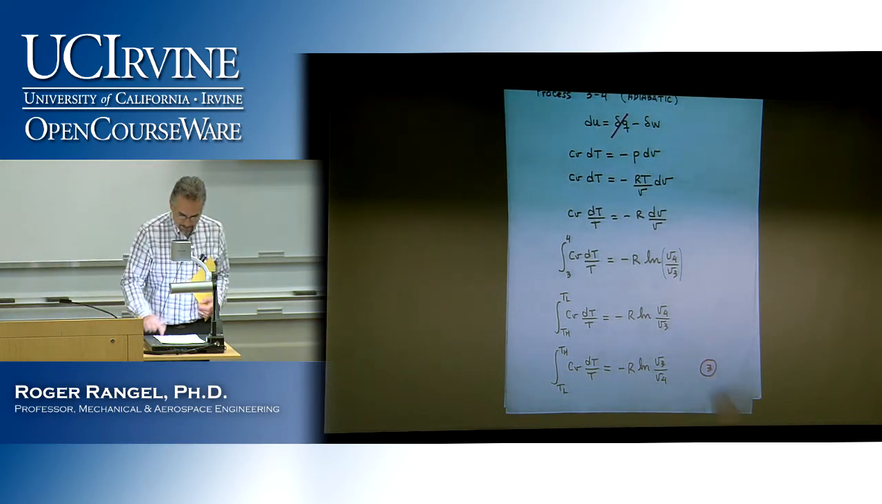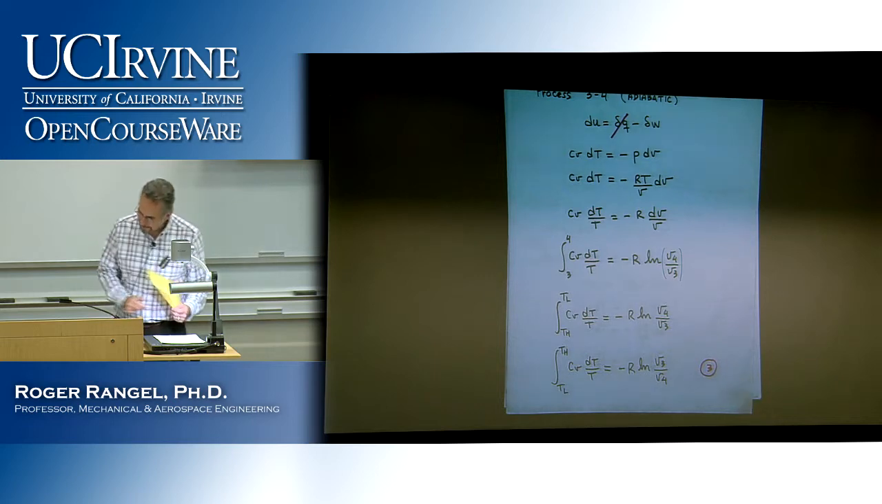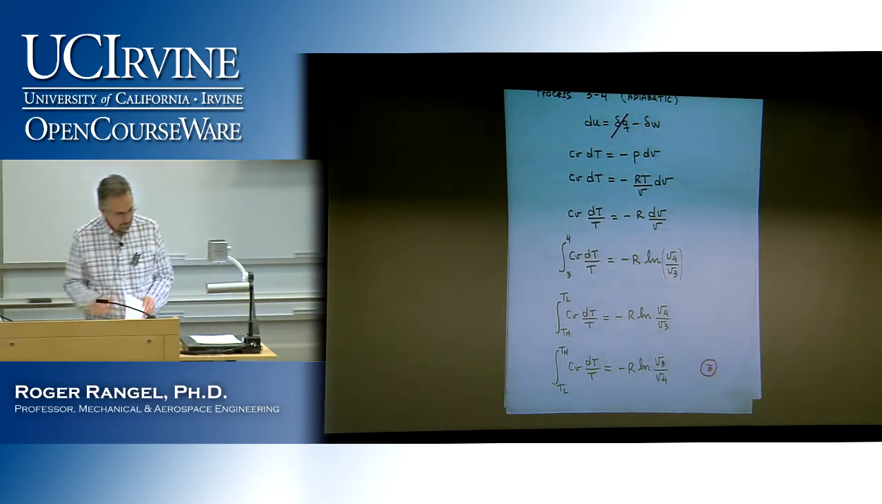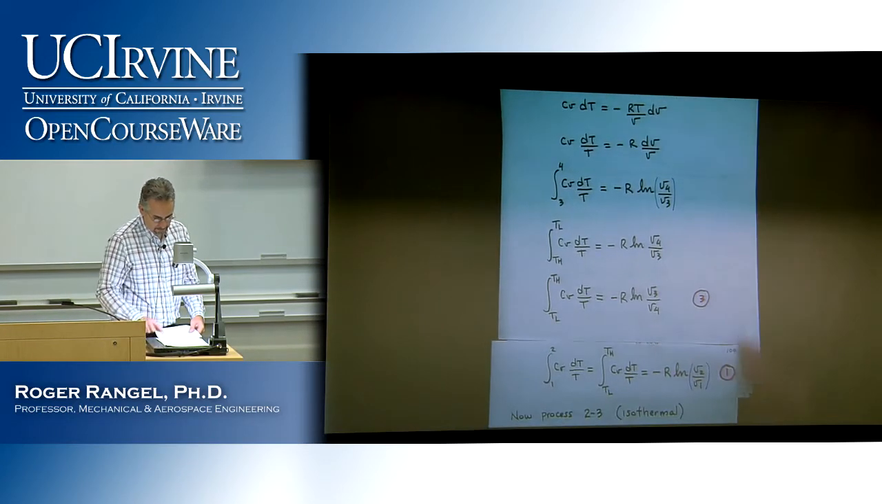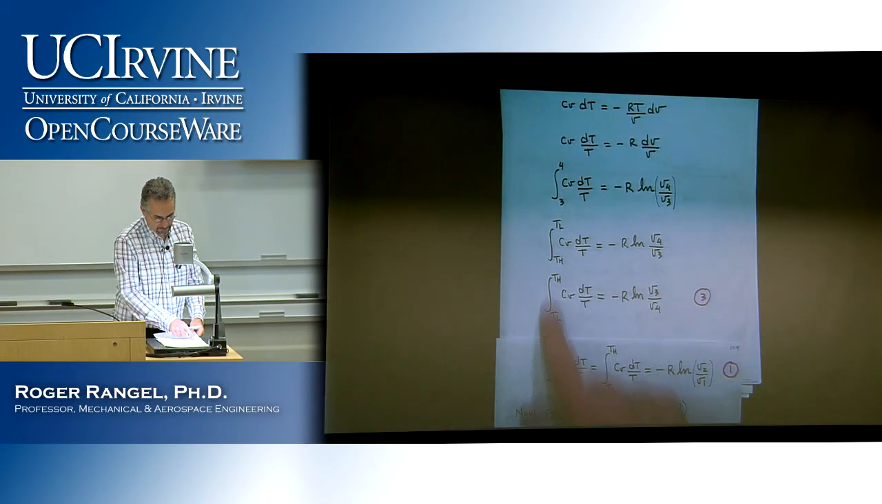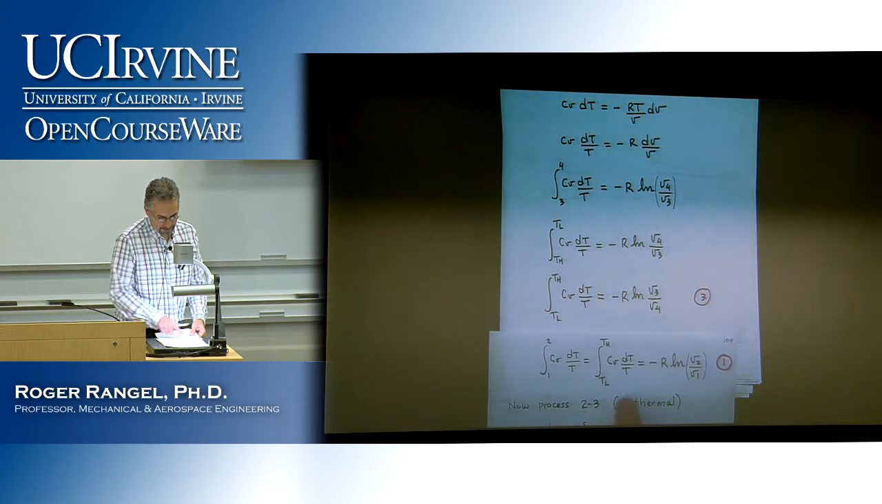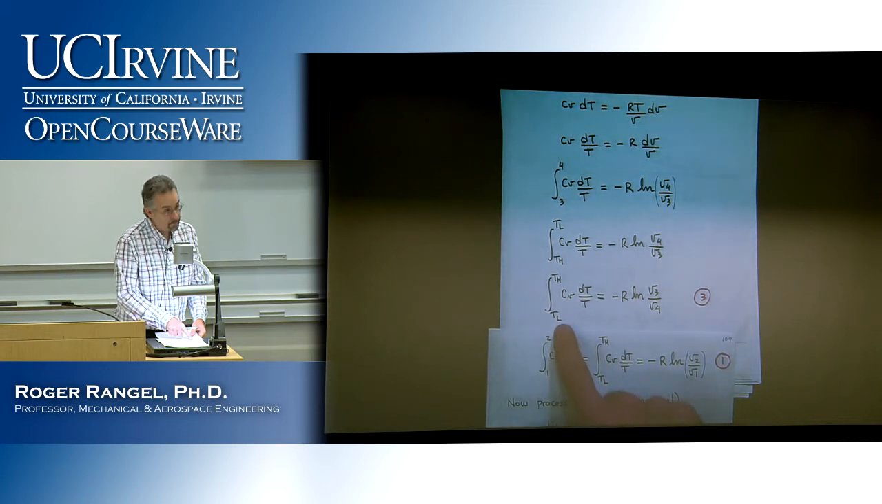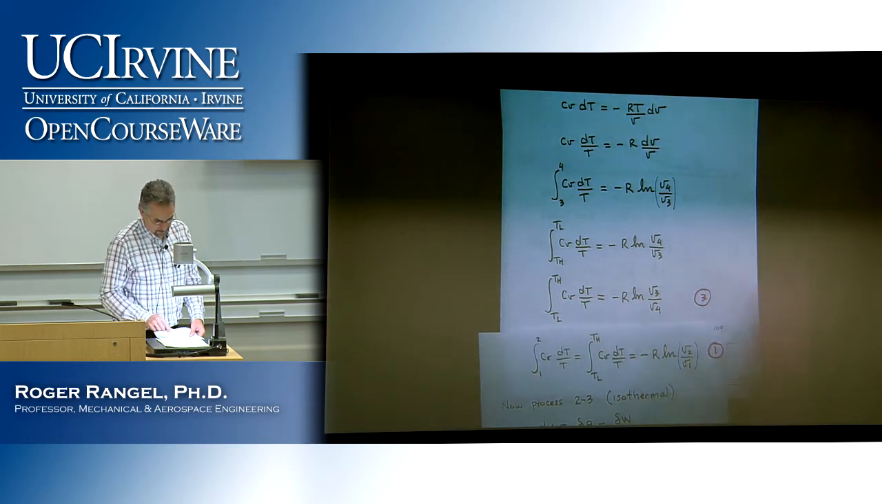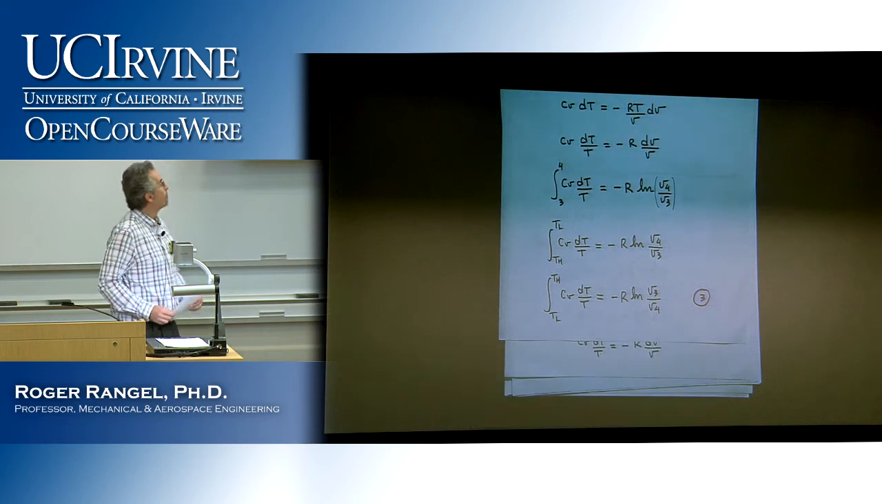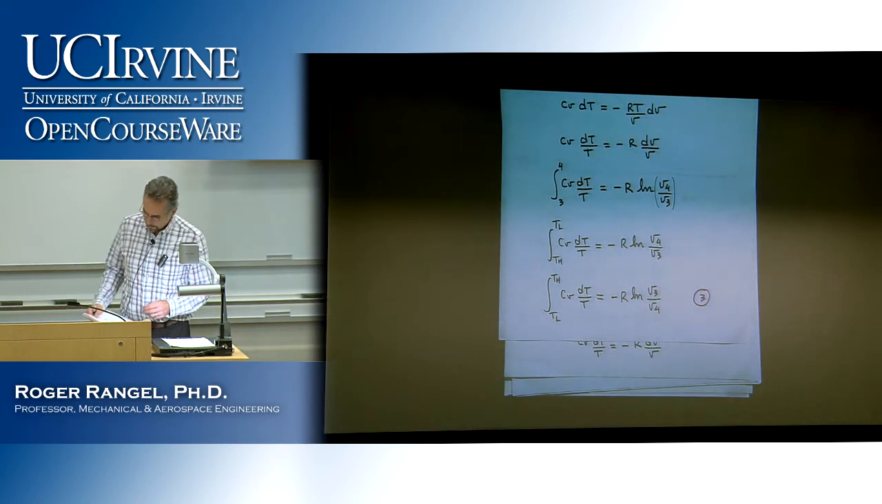So that's my third expression. It's very similar to the first one. If you compare it to the first one we saved, right? In fact, the left-hand side is the same. Right? Integral from TL to TH of cv dt over t is the same, but the right-hand side is different. So that's my third expression to save.